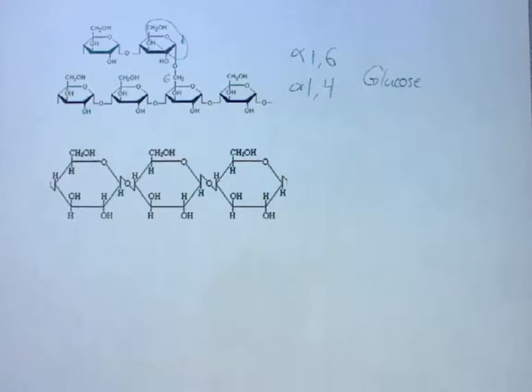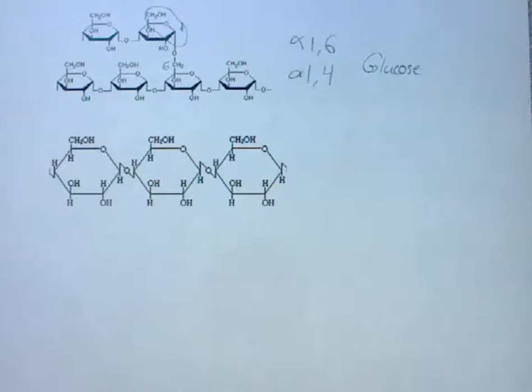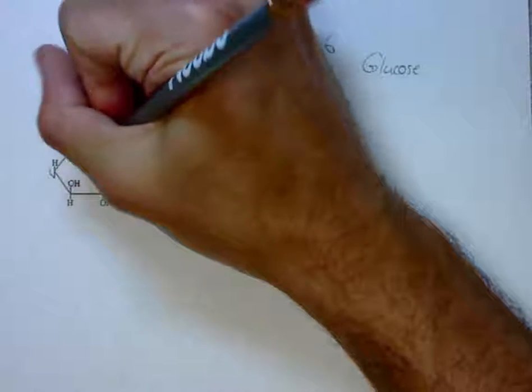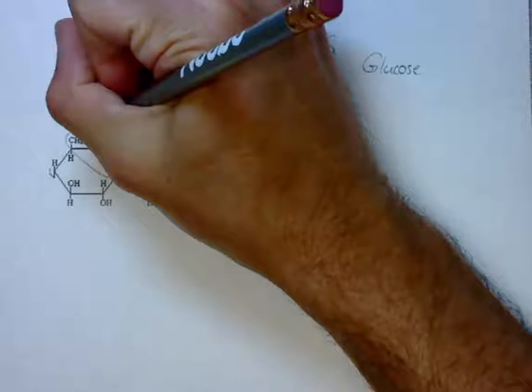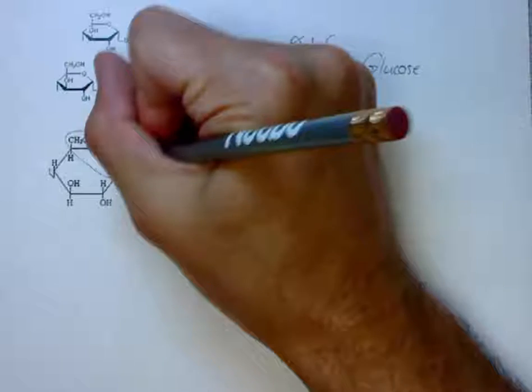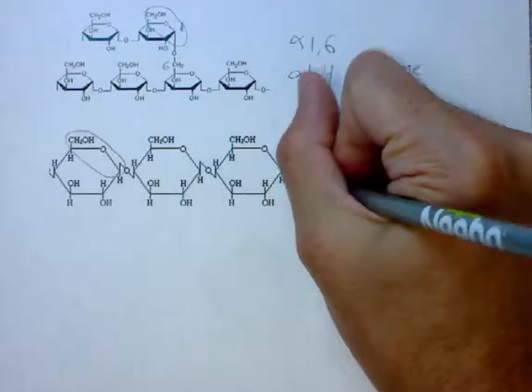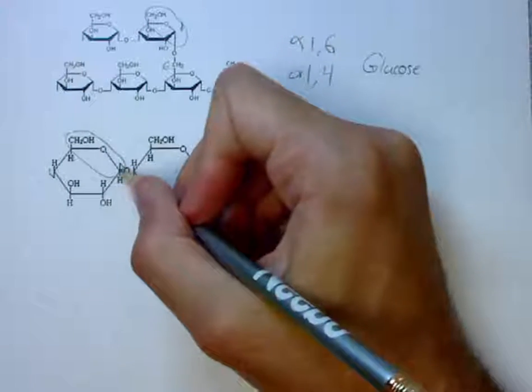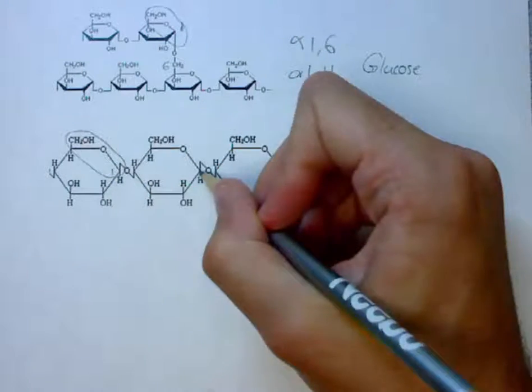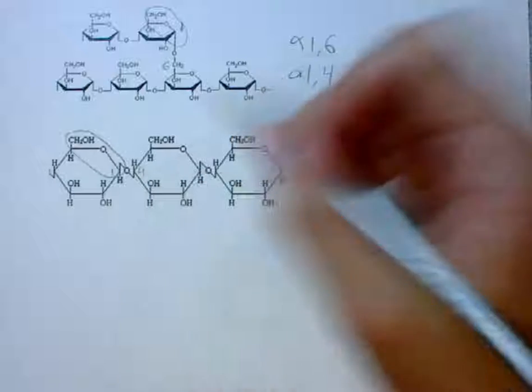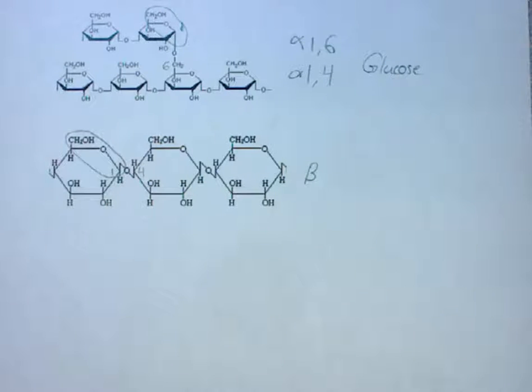For the last one, you can see we have 3 glucose molecules. And if we look here, this is going to be beta, because this will be up on the same side as this. And this will be between carbons 1 and carbon 4.